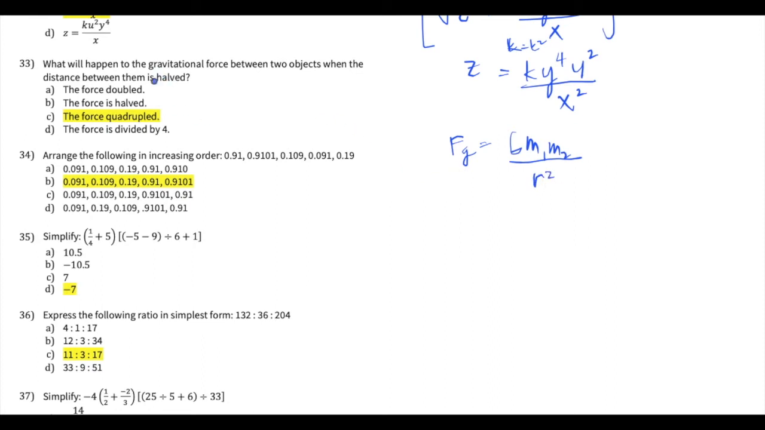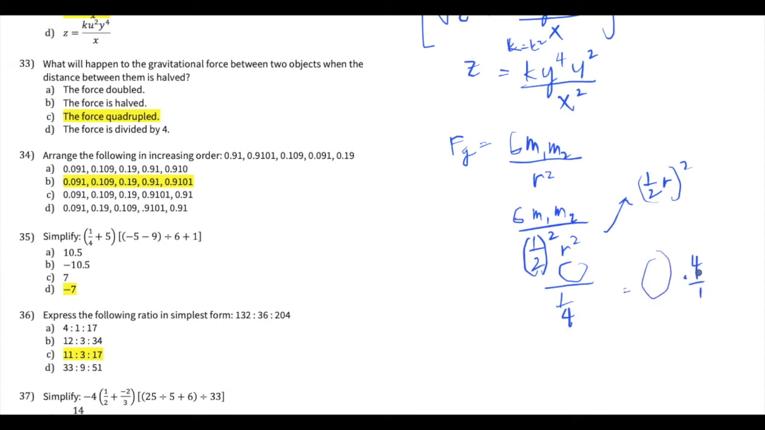Okay? So, kapag yung distance is half, ibig sabihin, meron tayong G over M1, M2, 1/2 squared R squared. Okay? Galing lang to kasi yung bago mong R would be 1/2 of the original squared. Okay? So, meron kang something over 1/4. If we convert this to multiplication, magiging 4 over 1, right? Something over 4 over 1. So, the force will quadruple.